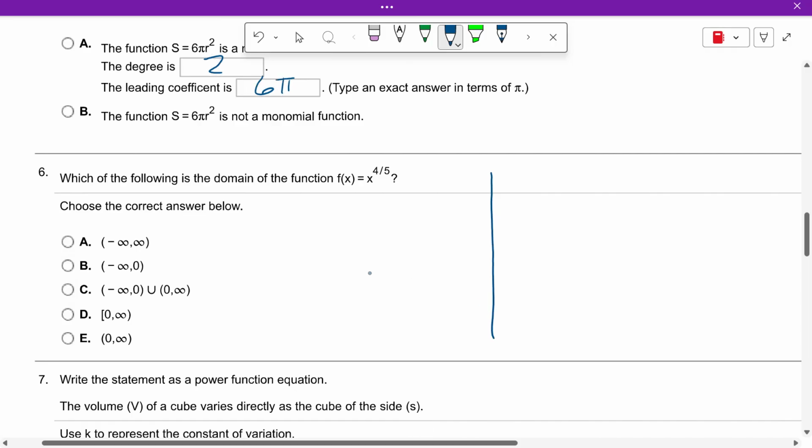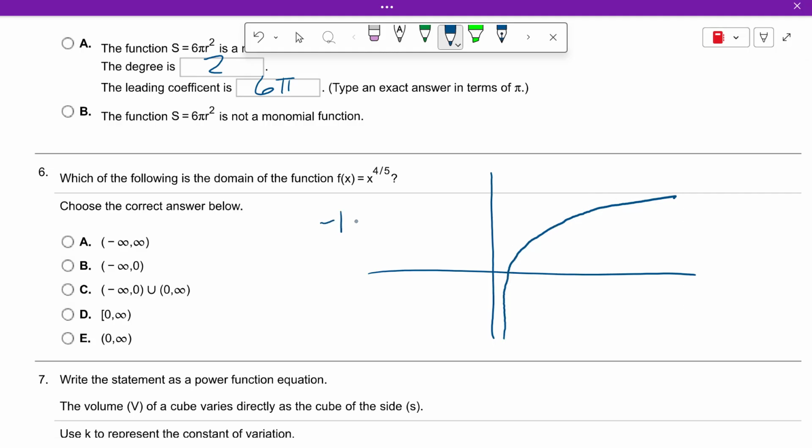x to the 4/5 power. If we would graph it on the graphing calculator, x to the 4/5 power would look like this. What's the domain of the function? Can you take 0 to the 4/5 power? Actually, you can take 0 to the 4/5 power, because 0 to the 4/5 is still 0. Can you take negative 1 to the 4/5 power?